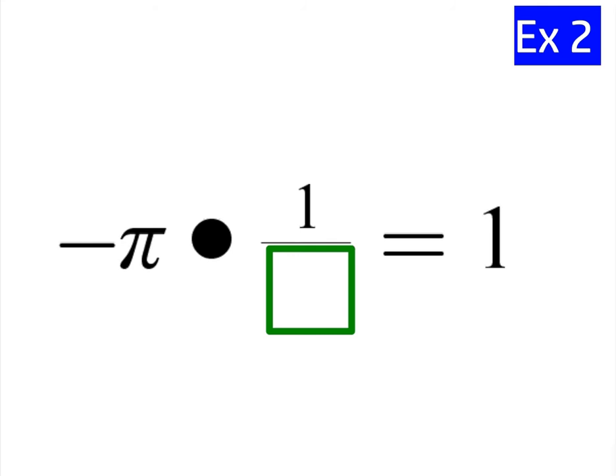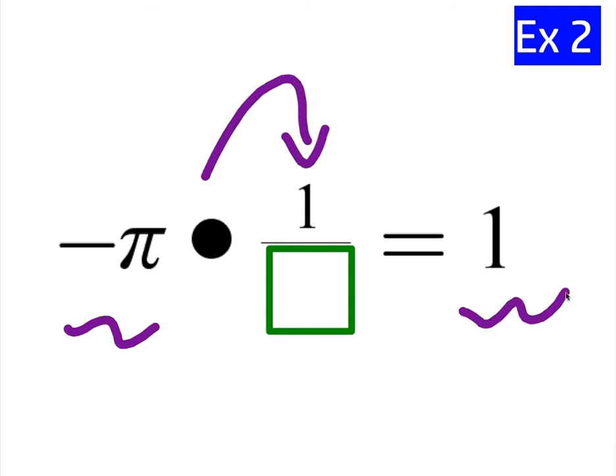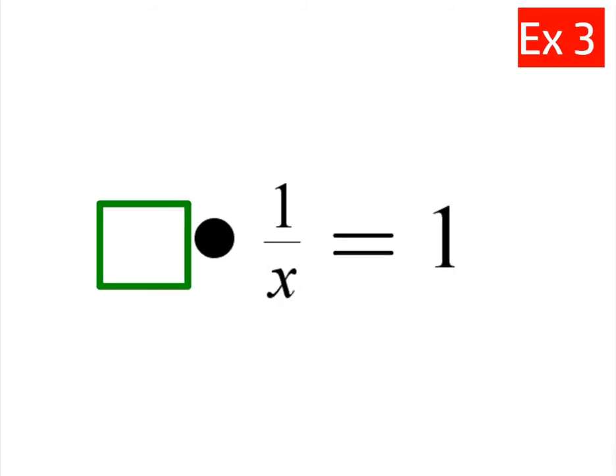Okay. How about negative pi times 1 over what gives you 1 back? Well, it'd have to be 1 over this number, right? 1 over negative pi. And as confusing as that looks, it works just the same. Remember, pi is just a decimal, and negatives also work, so negative decimals work. This is just solidifying the concept.